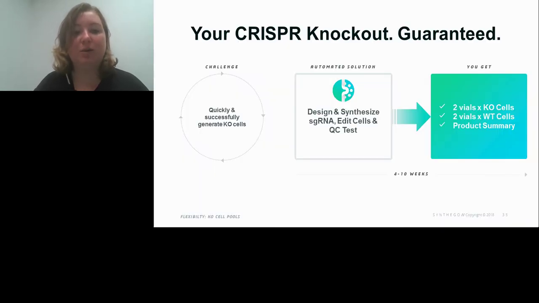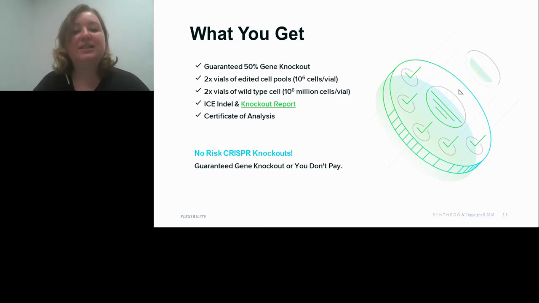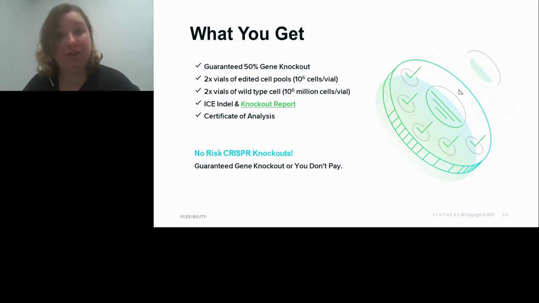So for knockout cell pools, we can quickly and successfully generate these cells where we design and synthesize the guide RNA, we edit those cells, and then we send you a quality control report. And you get 2 vials of knockout cells, 2 vials of wild-type cells, and then a product summary. Depending on the doubling time of the cells and how well they survive post-nucleofection, this takes between 4 to 10 weeks. And so what you get is guaranteed protein knockout.